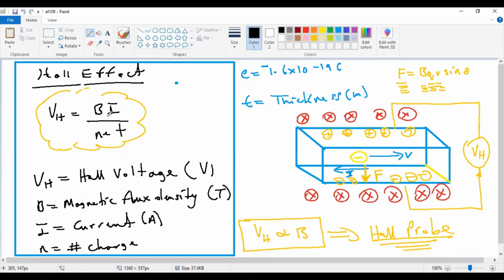So if we want to calculate, all right, one second, let me get rid of it.